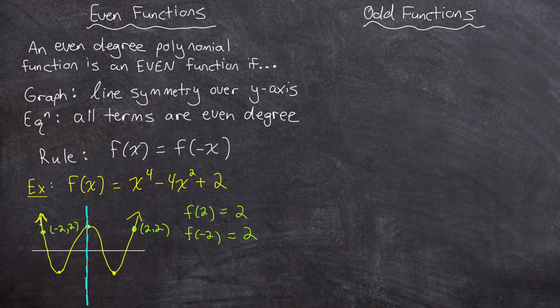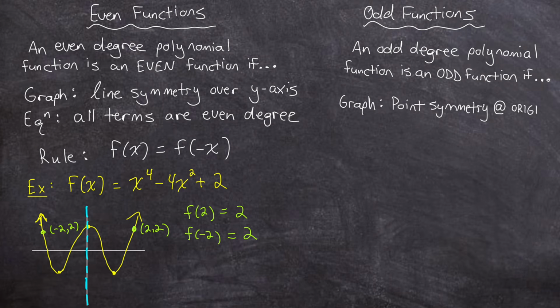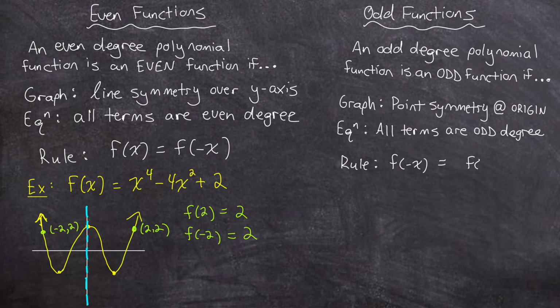For odd functions, an odd degree polynomial function is an odd function if its graph has point or rotational symmetry at the origin, and in its equation, all the terms are odd degree. And algebraically, it would follow the rule that says the value of f at negative x is not equal to f at x, but instead equal to the negative of f at x. And now let me clarify all of this with an example.